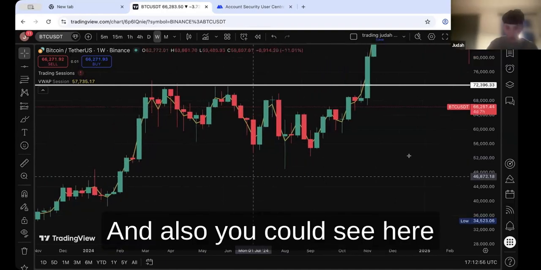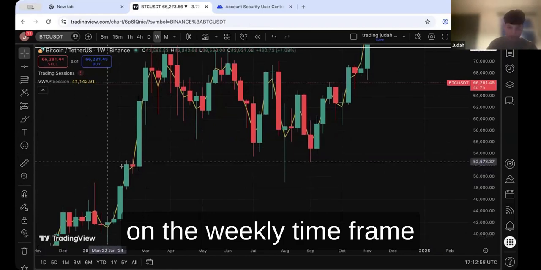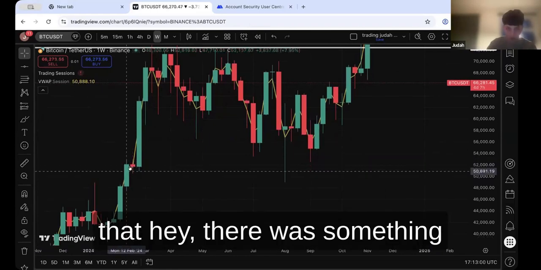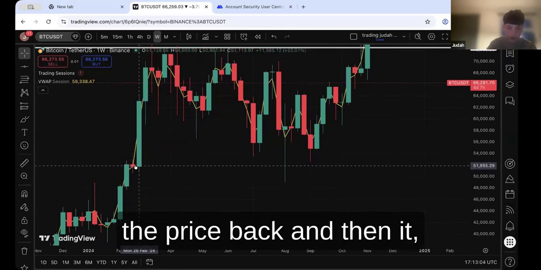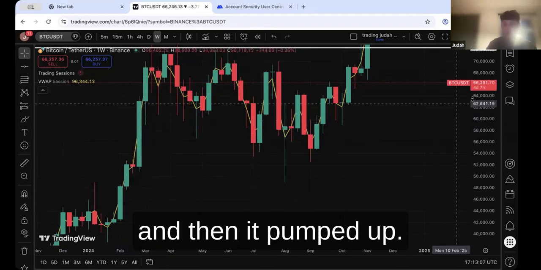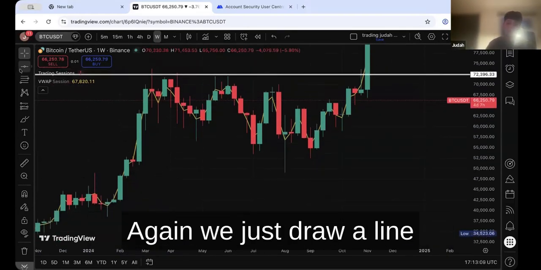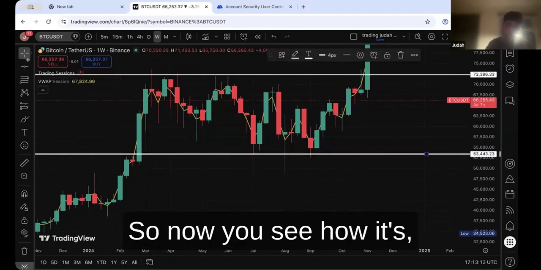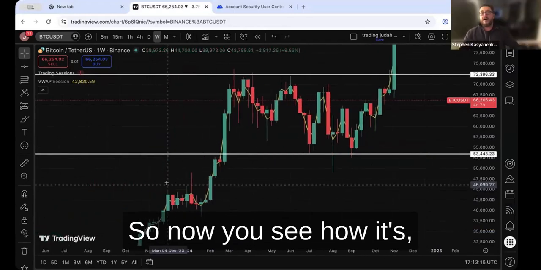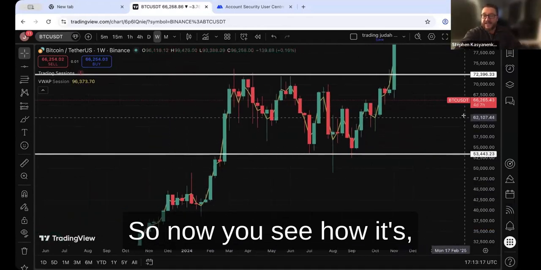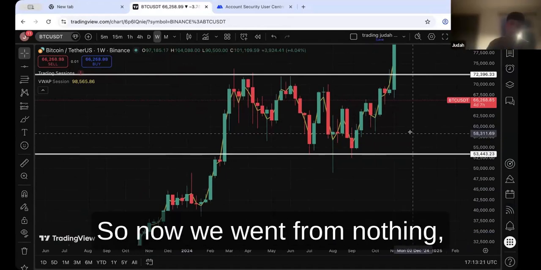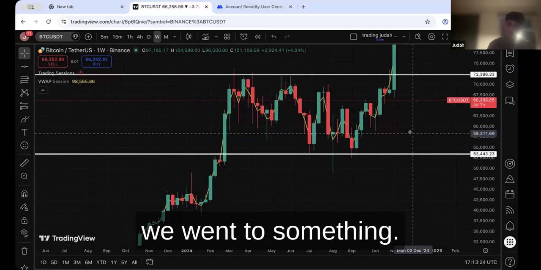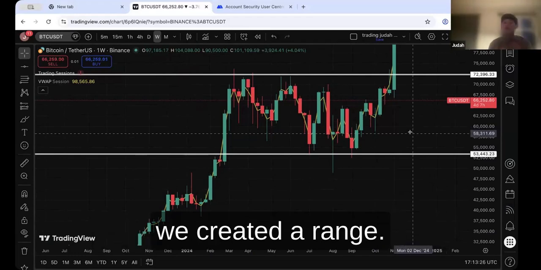Also you could see here on the weekly time frame that there was something here holding the price back, and then it pumped up. So we do the same thing again. We just draw a line and put it right here. Now you see how it looks like it's ping-ponging from the top to the bottom. So now we went from nothing to something. We created a range.